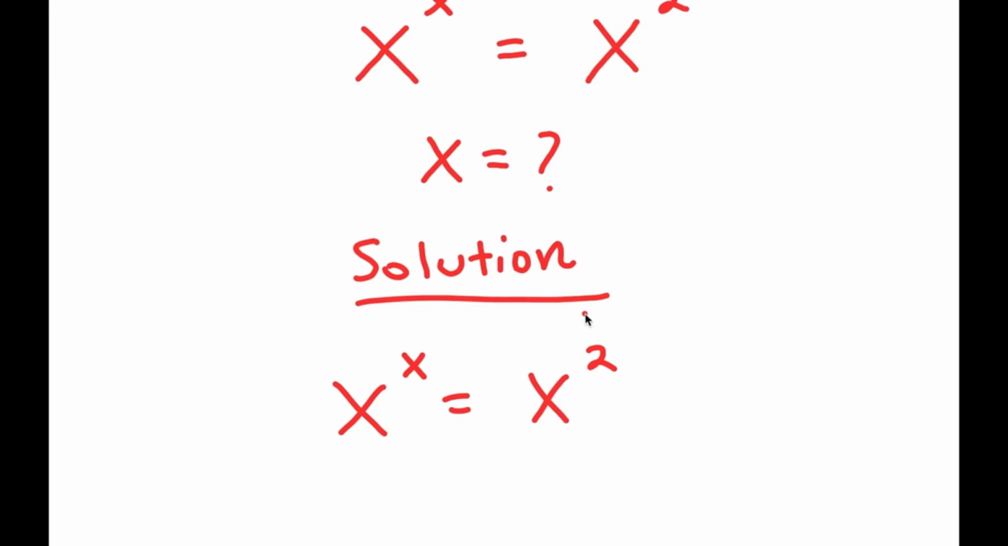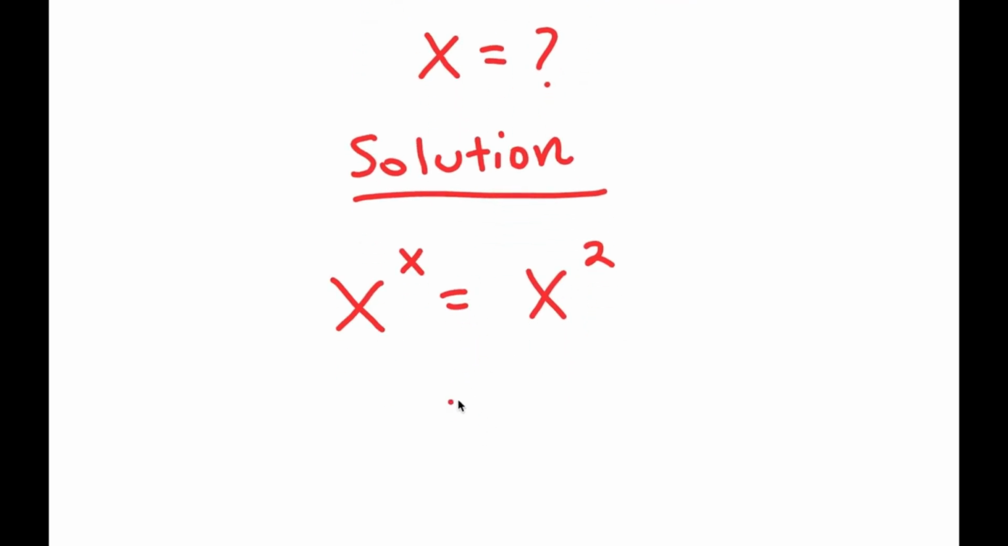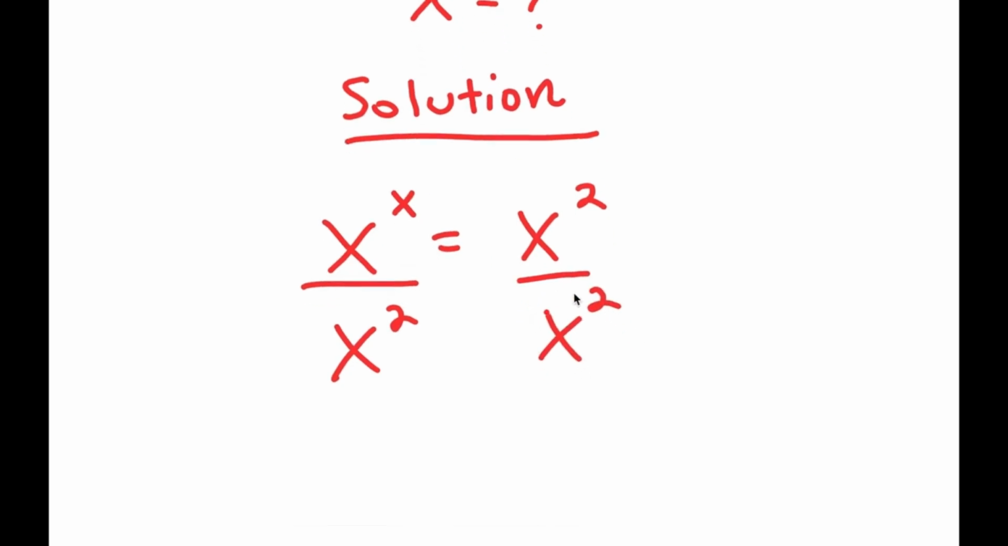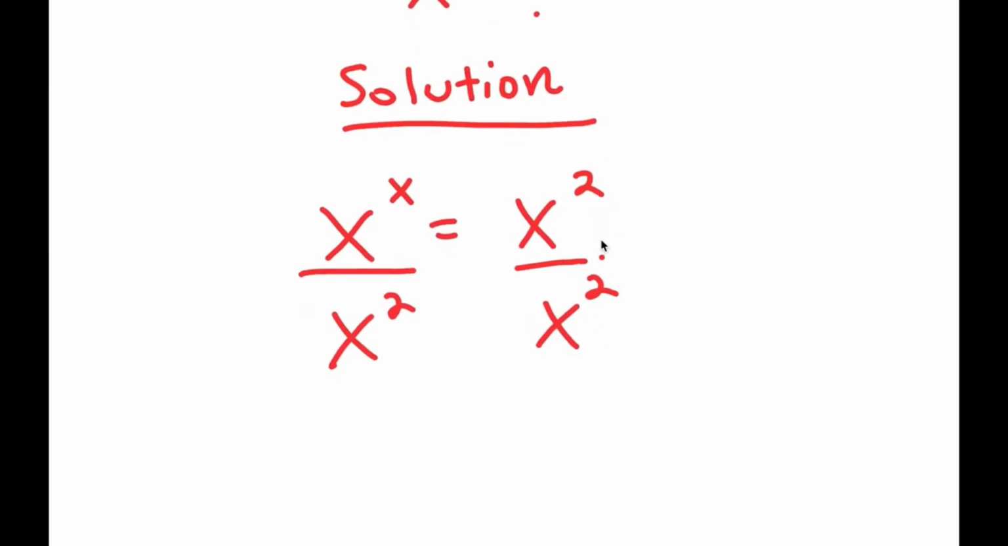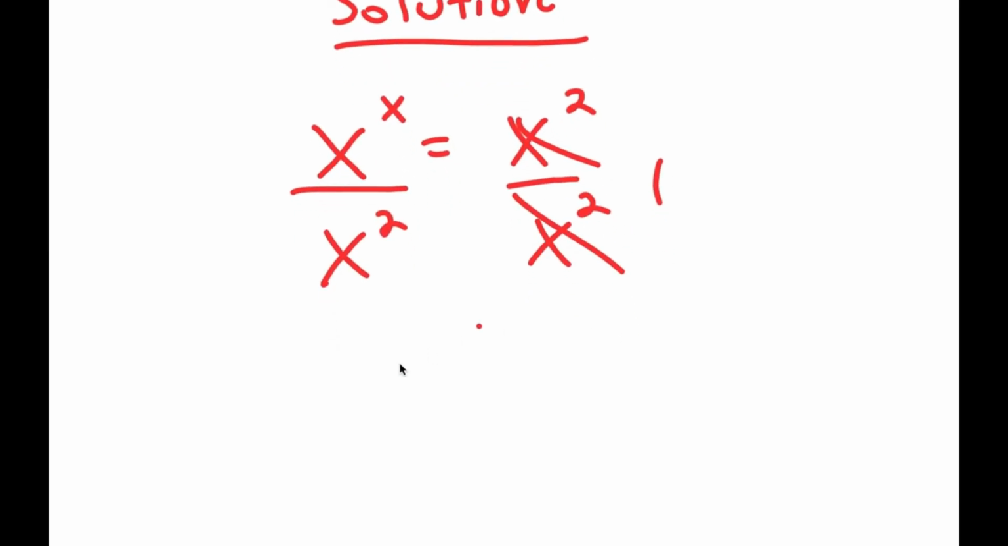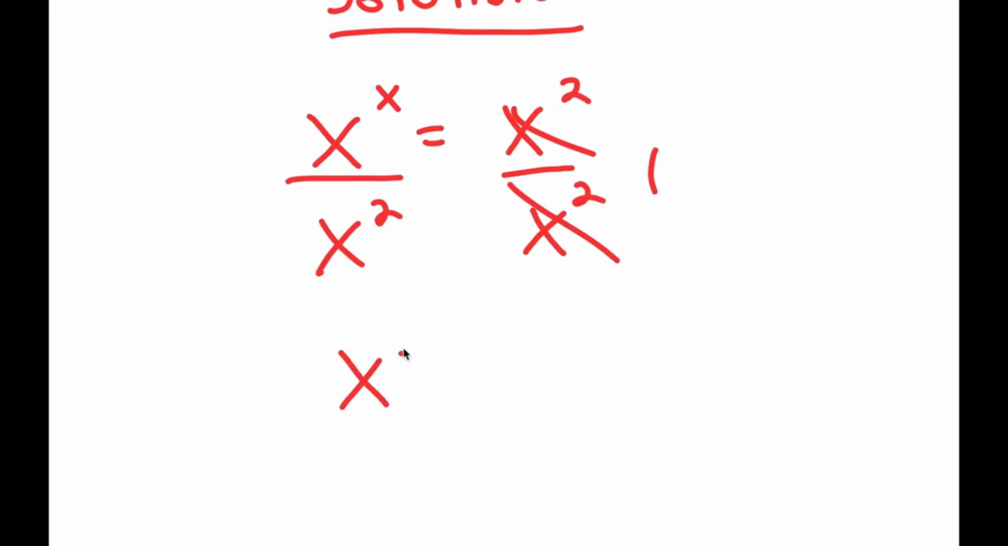And now I'm going to divide both sides by x to the power of 2. So if I divide both sides by x to the power of 2, I get x to the power of x over x to the power of 2 is equal to x to the power of 2 over x to the power of 2. And these two cancel out, and I get 1. So I get x to the power of x over x to the power of 2 is equal to 1.